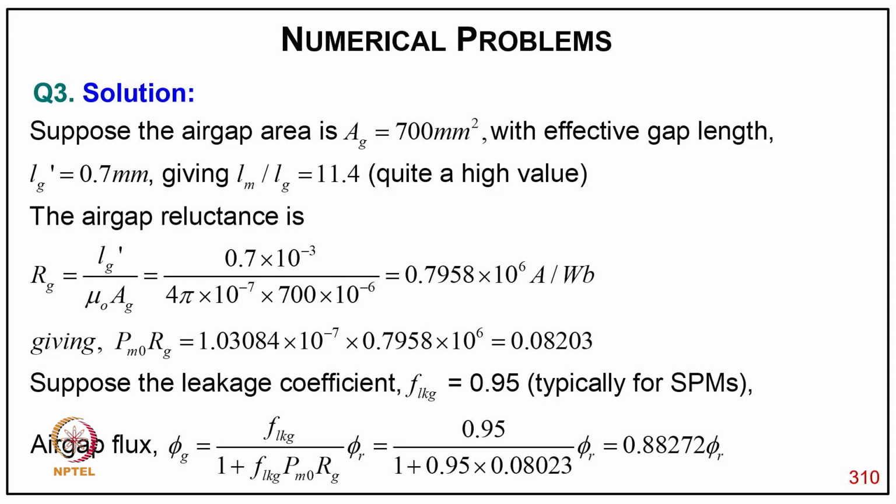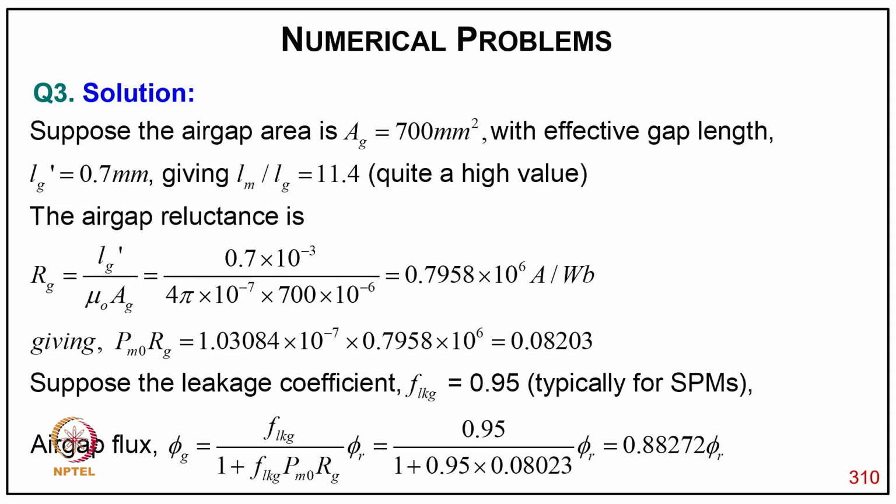Suppose the air gap area is Ag equal to 700 millimeter square with the effective gap length Lg dash equal to 0.75 mm, giving Lm upon Lg equal to 11.4, which is quite a high value. So air gap reluctance is Rg equal to Lg dash divided by mu 0 Ag. Putting values it comes 0.7958 into 10 to the power 6 ampere per Weber, and giving Pm0 Rg equal to 0.08203, and suppose the leakage coefficient fLk equal to 0.95, typically for surface mounted PM.